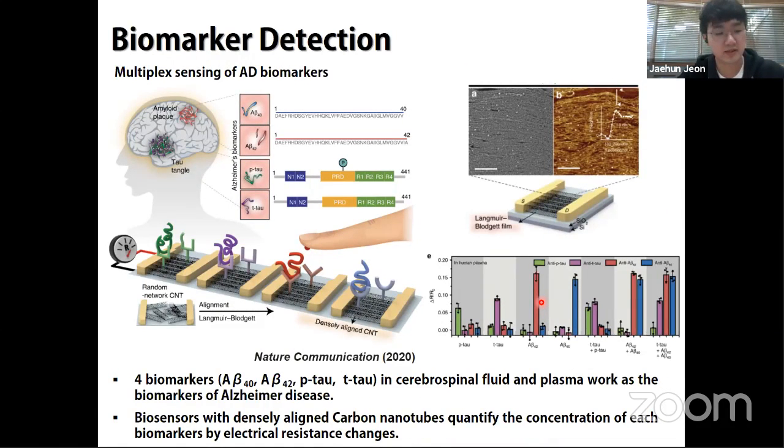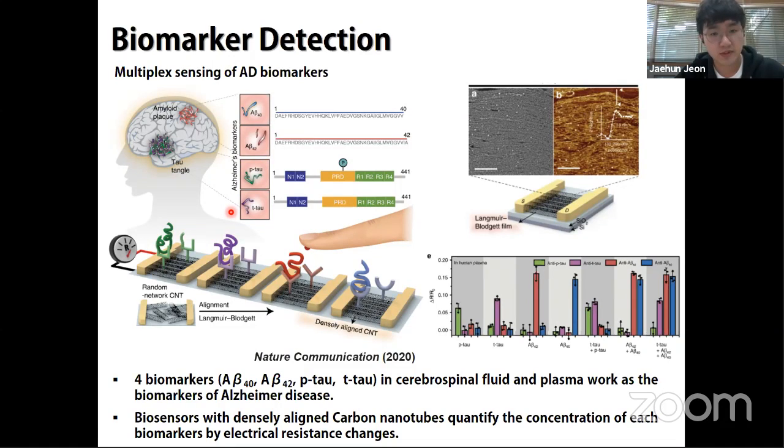The next example is Alzheimer's disease diagnosis by detecting 4 biomarkers. The amyloid beta peptide, phosphorylated tau, and total tau are the biomarkers for Alzheimer's disease, and their concentration in the cerebrospinal fluid changes 10 years prior to the onset of the symptoms. In addition, several research reports show that Alzheimer's disease is related to the concentration of those markers in the plasma. So a biosensor for detecting those markers in the plasma reduces the risk by early diagnosis of Alzheimer's disease.